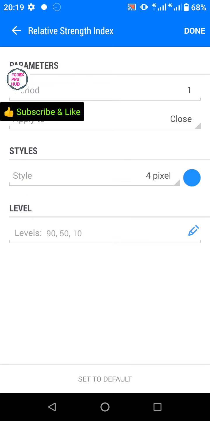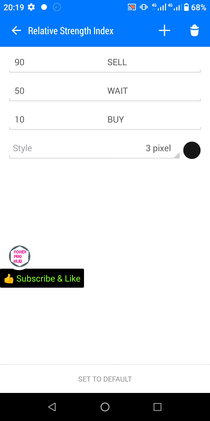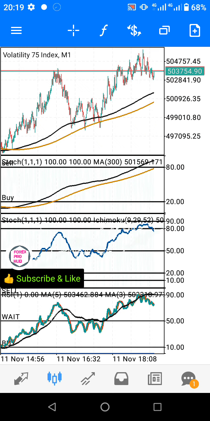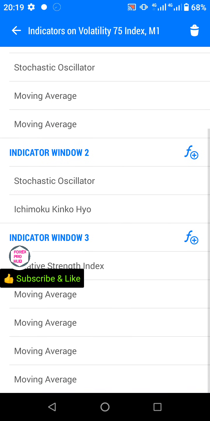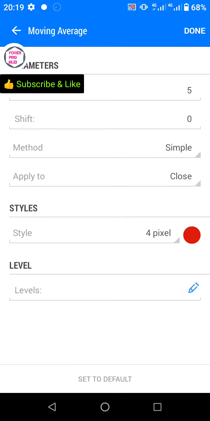The first thing we have is relative strength index, and the parameter is 1. Apply to close. Style is 4 pixel with colored blue, and these are the levels. Level 90 is sell, 80 is wait, while 10 is buy. Return, and then click done. Still on indicator window 3, the next thing we have there is 4 moving averages, and the first moving average is moving average 5, that is period 5, shift 0, method is simple, apply to close, style is 4 pixel, color is red, and then you click done.